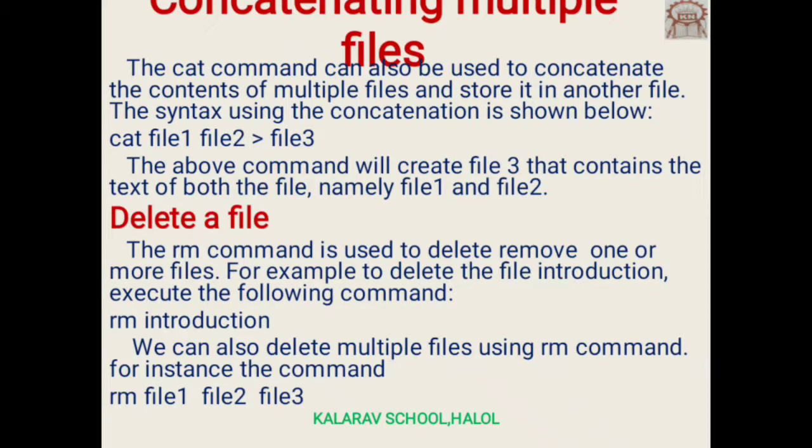Concatenating multiple files. The cat command can also be used to concatenate the content of multiple files and store it in another file. The syntax for concatenation is shown below: cat file1 file2 > file3. Here the above command will create file3 and merge the content of file1 and file2.